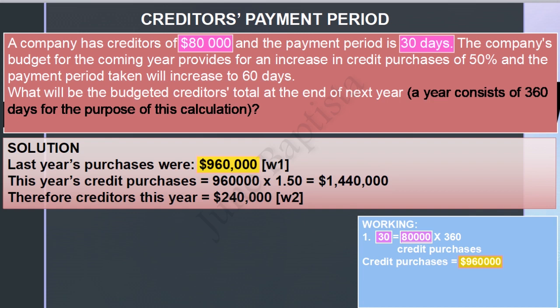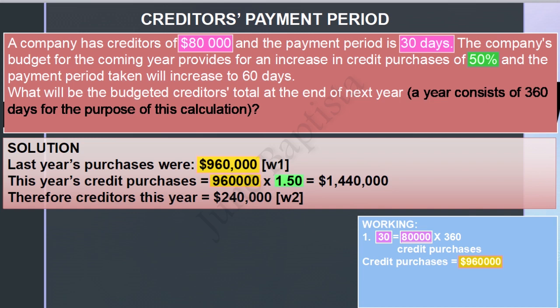Therefore, this year's credit purchases is equal to 960,000 times 1.50, as there is an increase in credit purchases of 50%, to give us $1,440,000.